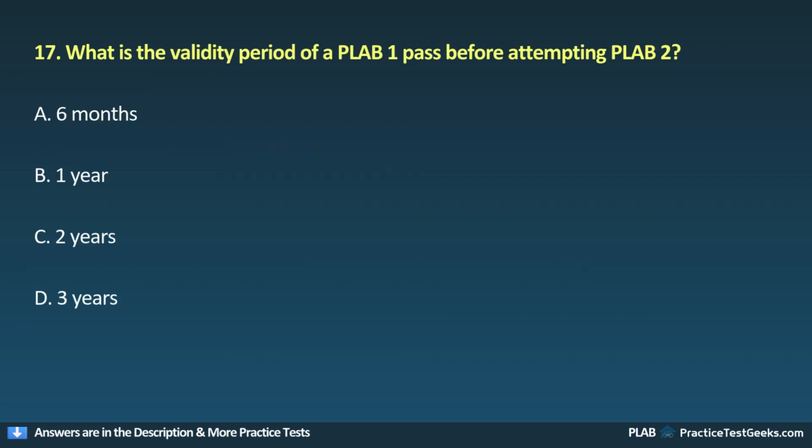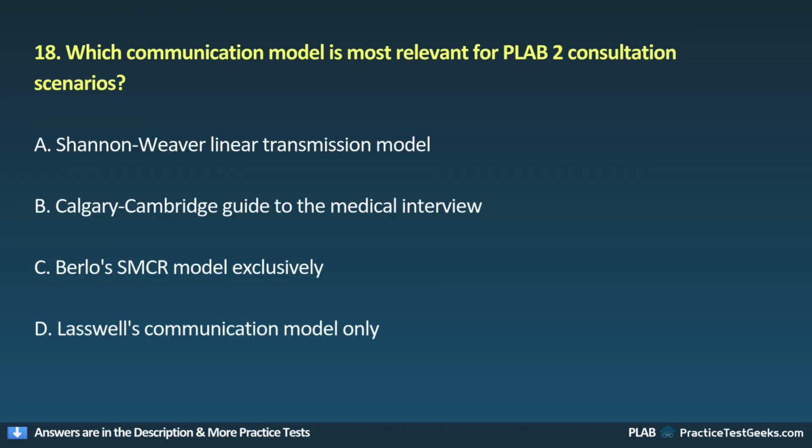What is the validity period of a PLAB 1 pass before attempting PLAB 2? A. 6 months. B. 1 year. C. 2 years. D. 3 years.